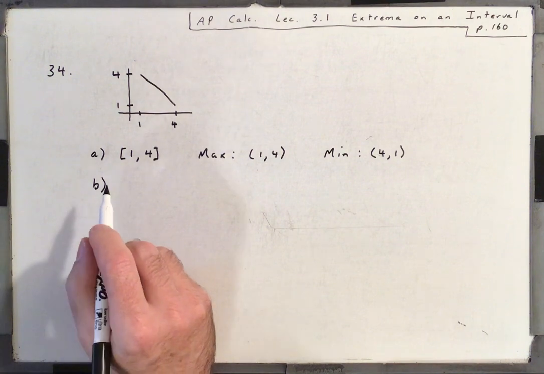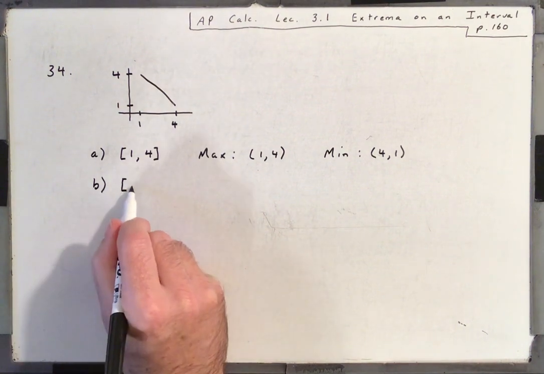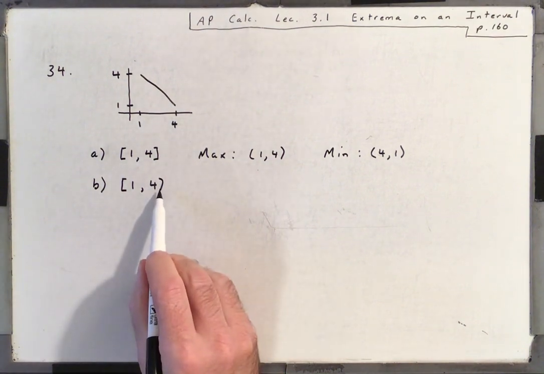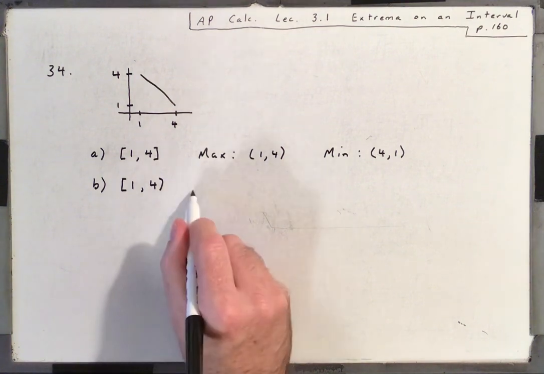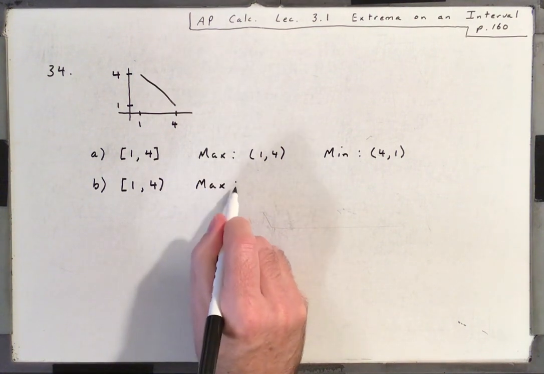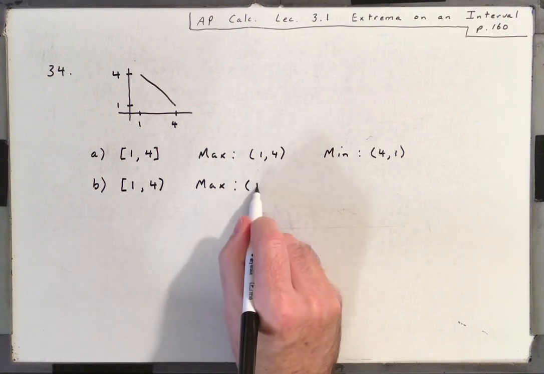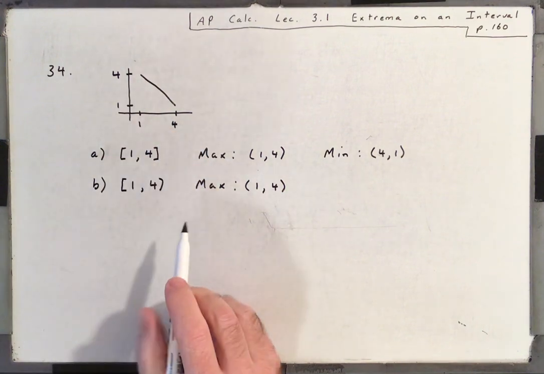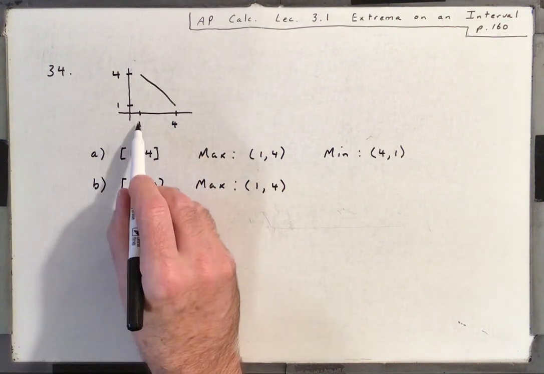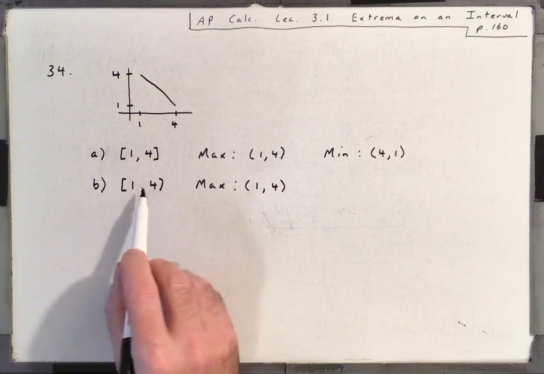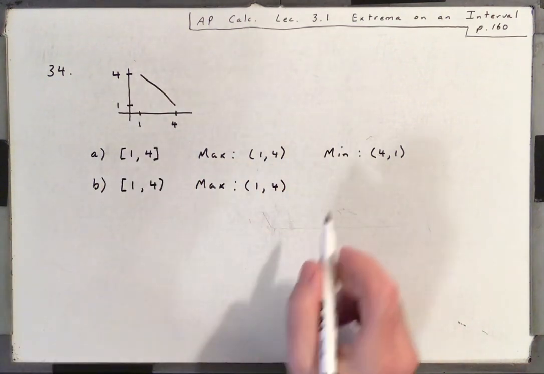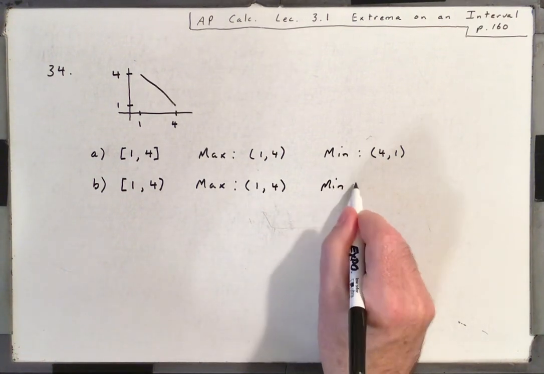Now let's throw some curveballs in there. How about 1, 4, and the 4 is up against an open parenthesis. So that means you can't include 4. Well, we still have a max because we get to include x equals 1. That occurs at the point 1, 4. Remember, when there's an interval, it's talking about the x values, not the y values. So for 1, 4, the minimum is none.